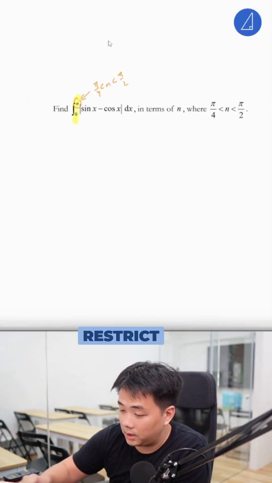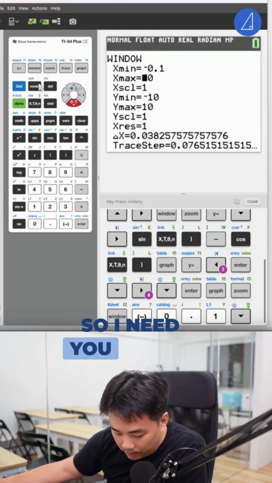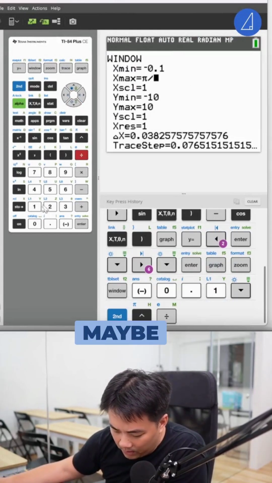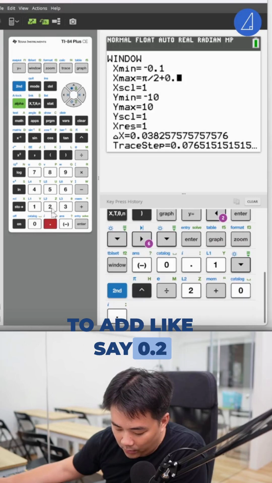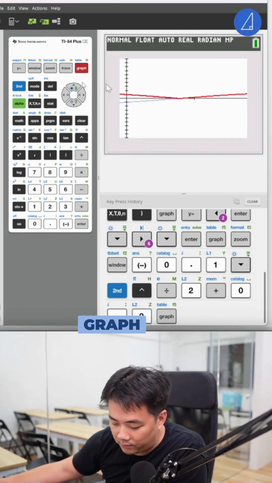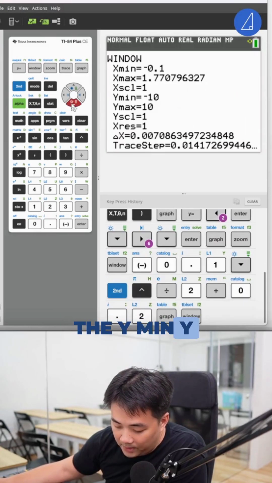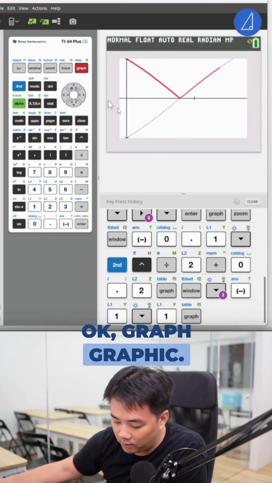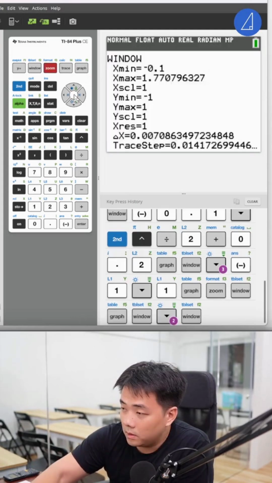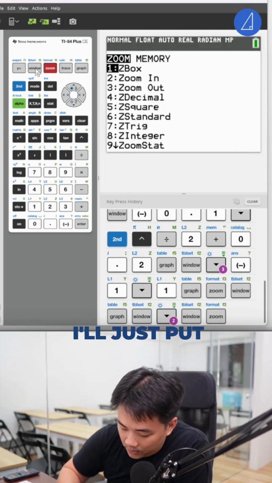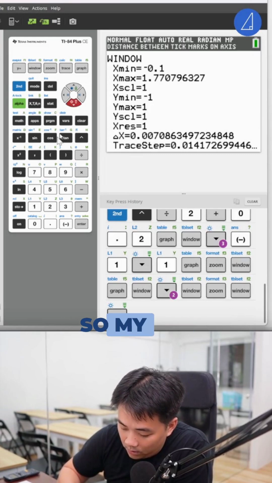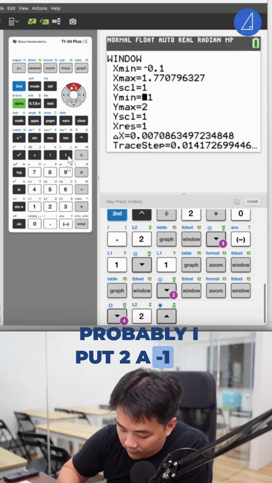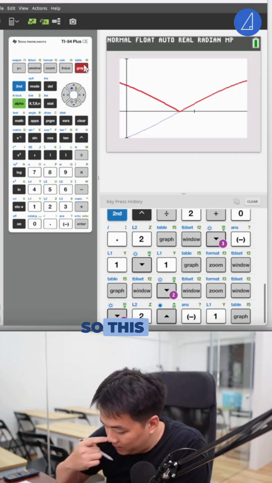So I'm going to restrict the domain for x, so I'm going to use pi over 2. Maybe I'm just going to add say 0.2 here. Then I'll get this graph here. Obviously x min, I'm going to put as -1 and put this as 1 over here. Okay, graph it. In this case I'll adjust a bit more, so my y max I'll probably put 2 and -1. Okay, so it looks nicer. So this is the graph I'm looking at.